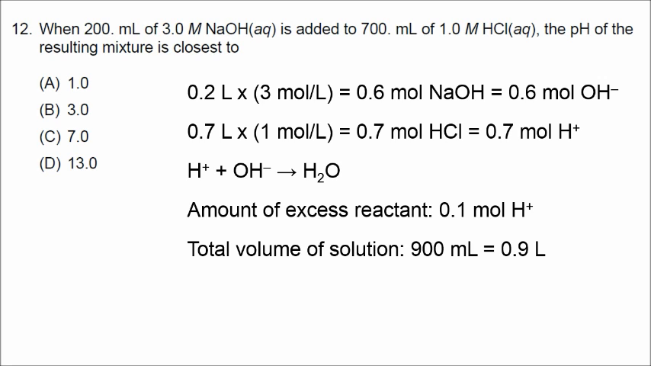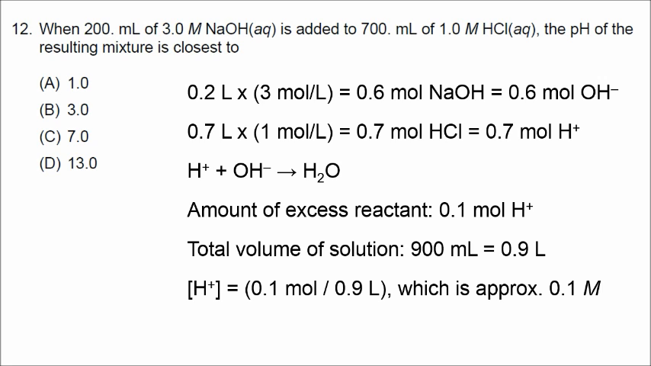So to estimate, 0.1 moles divided by 0.9 liters is approximately 0.1 moles per liter, and the negative log of 0.1 is 1. So the pH of our solution is approximately 1.